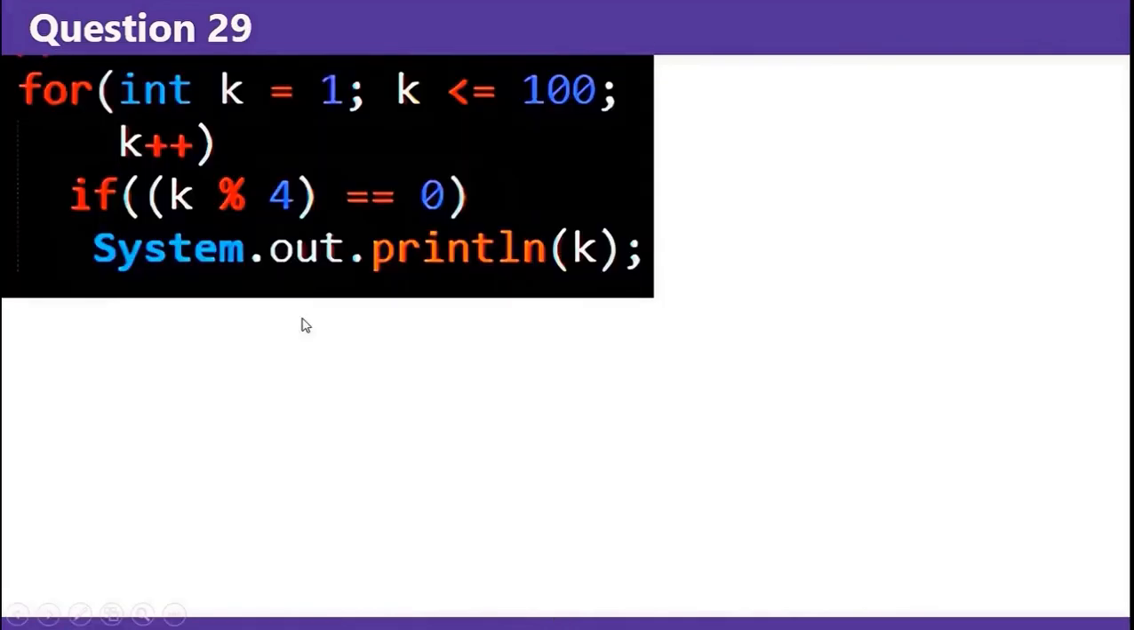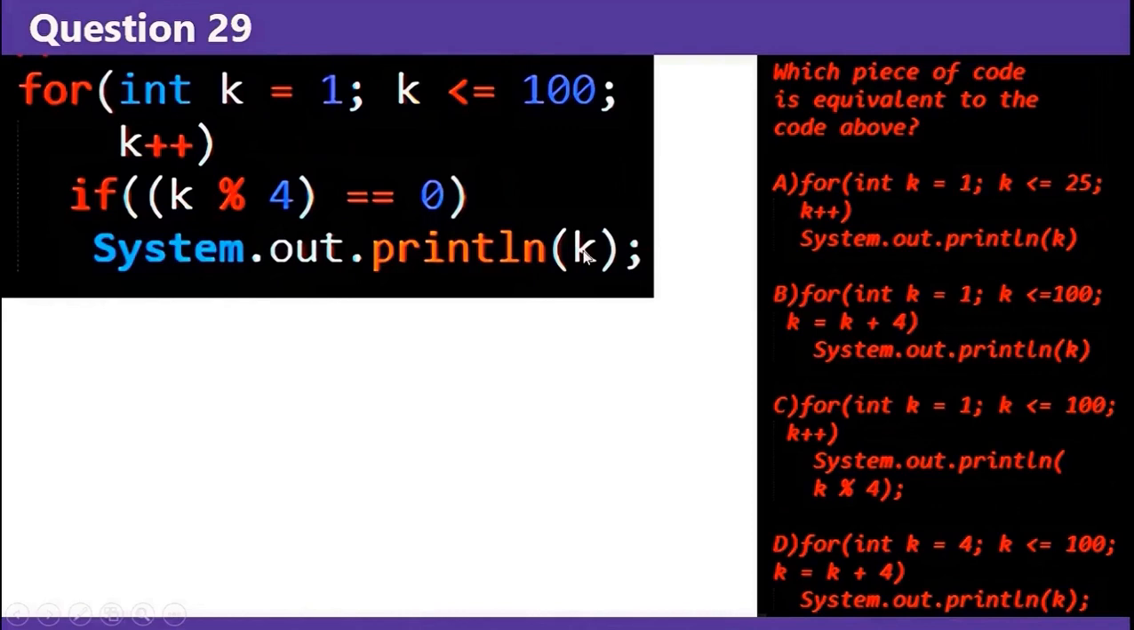Question 29 asks, how do you equivalently loop through a list of numbers from 1 to 100 and only print out the multiples of 4? To do this, you would start at 4 and skip ahead by 4 each time. Therefore, the answer is D.